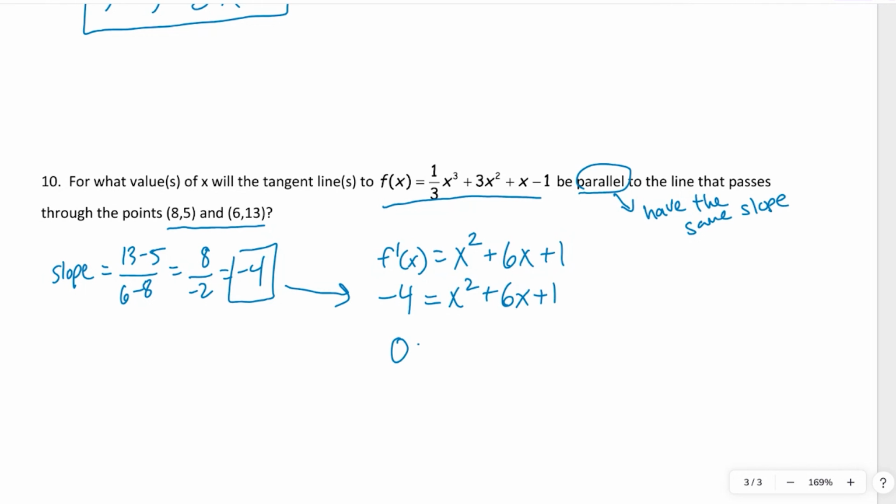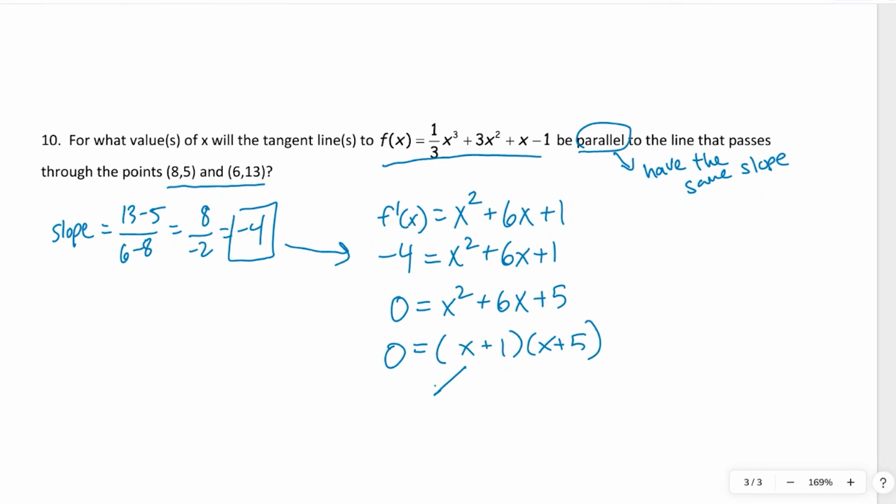So I'll add 4 to both sides, factor, and then solve each factor separately. So x plus 1 equals 0 and x plus 5 equals 0. That gives me my solutions as negative 1 and negative 5.